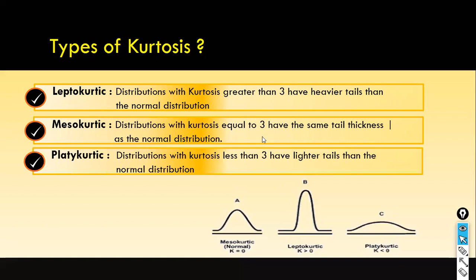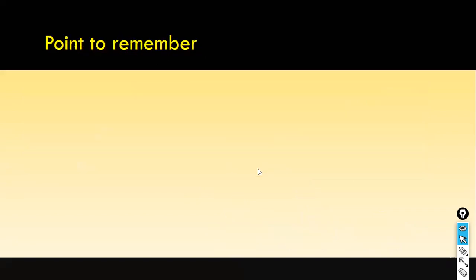The formula can help you understand quickly whether it is leptokurtic, mesokurtic or platykurtic. If kurtosis is equal to 3, the distribution has the same tail thickness as the normal distribution. If the kurtosis value is less than 3, it has lighter tails than the normal distribution. Leptokurtic has heavier tails than the normal distribution. All the terms are fine.